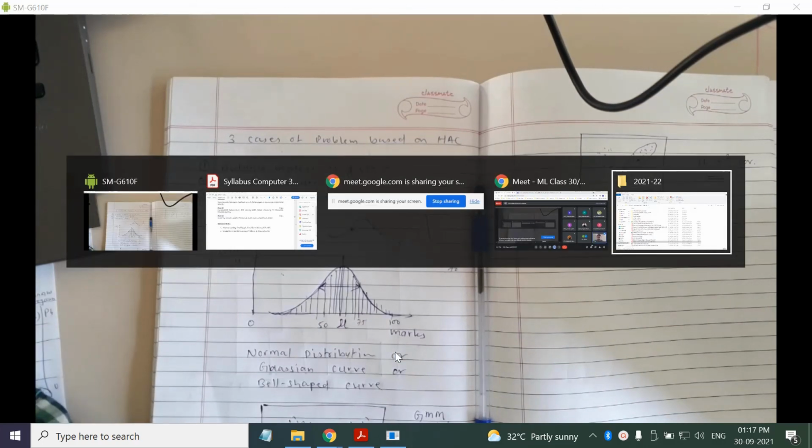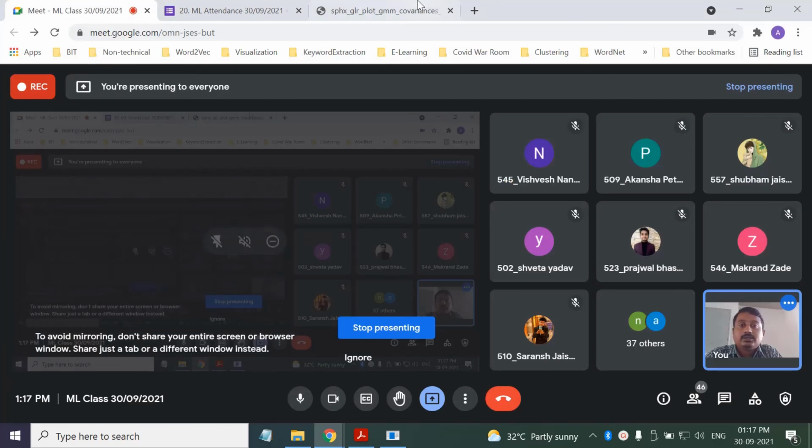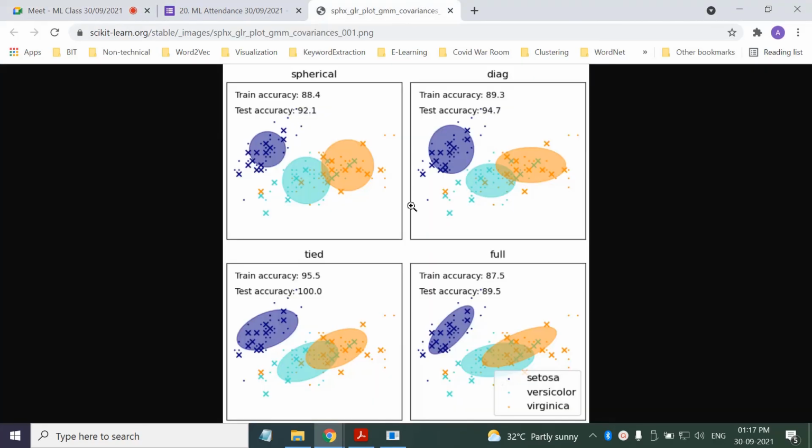Let me show you one example. If you apply the Gaussian mixture model for clustering on our iris data set, we know the iris dataset has three classes: Setosa, versicolor and virginica, right? I can fit different Gaussians and check the accuracy score. If I go with the spherical one I can get accuracy around 90%, then the diagonal one, tied and full. Full means all types of Gaussians are allowed.